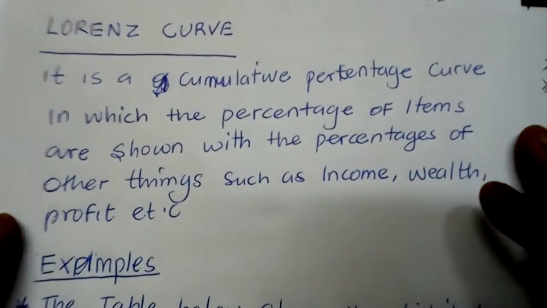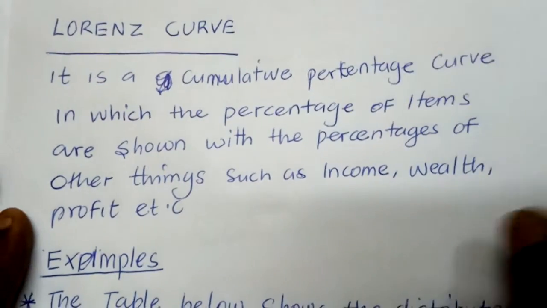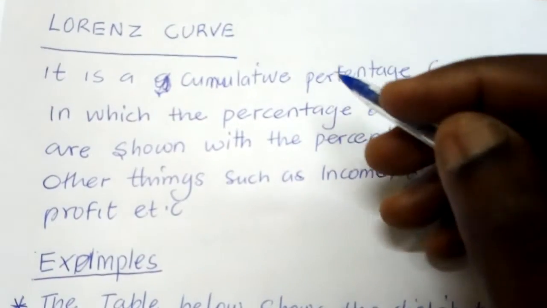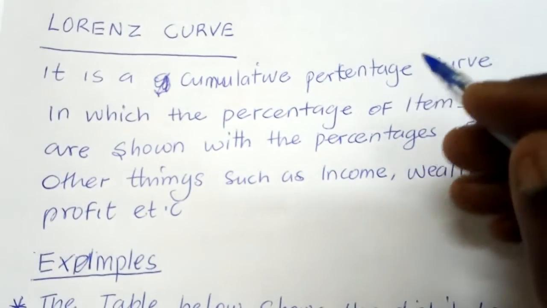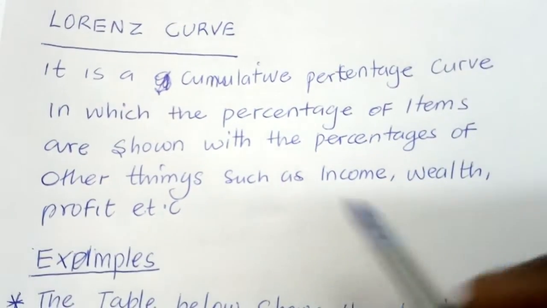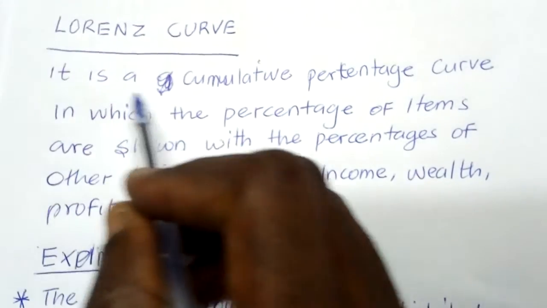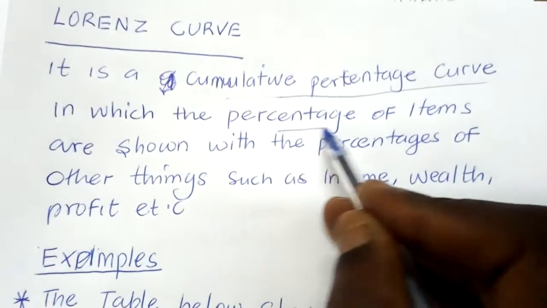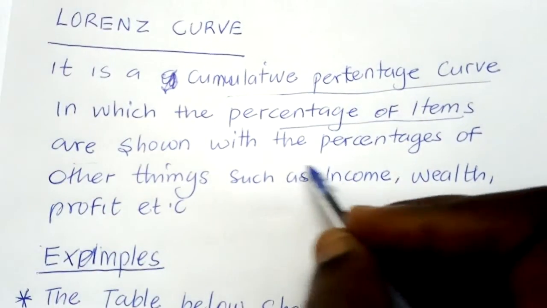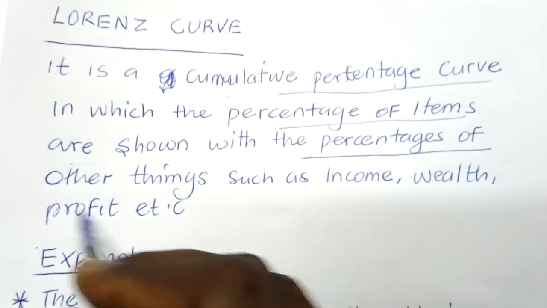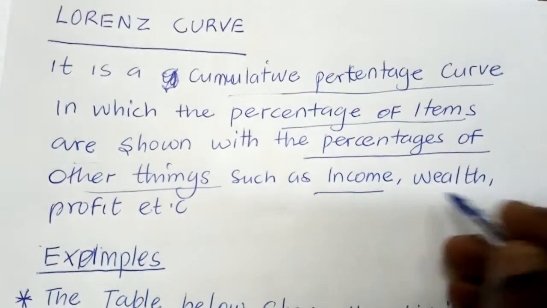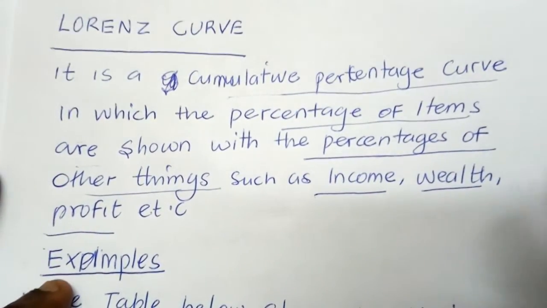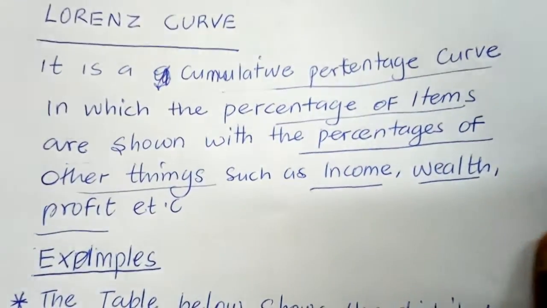In this video we'll be looking at the second aspect, which is the Lorenz Curve. In the last video you saw the concept of an ogive. Now, what is a Lorenz Curve? A Lorenz Curve is a cumulative percentage curve in which the percentage of items, take note of that, are shown with the percentages of other things such as income, wealth, profits.